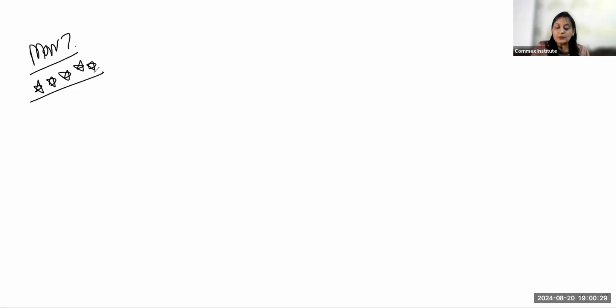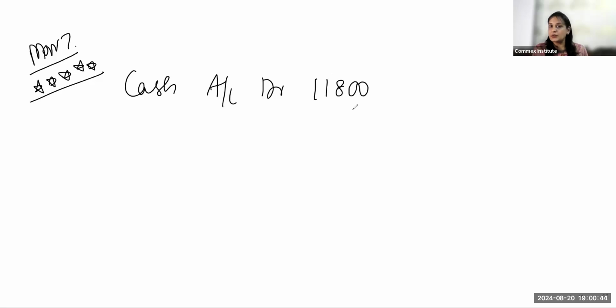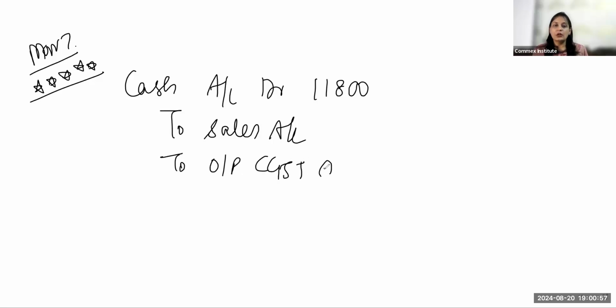Now, receipt from salesman for goods sold. Total we received from salesman was how much? 11,800. Okay. So, cash account debit 11,800. Now I don't know how much was the sales, but cash I received is this. Now to sales account, to output CGST account. I don't know whether it is IGST or CGST, so we take it as intrastate sales only, and to output SGST.